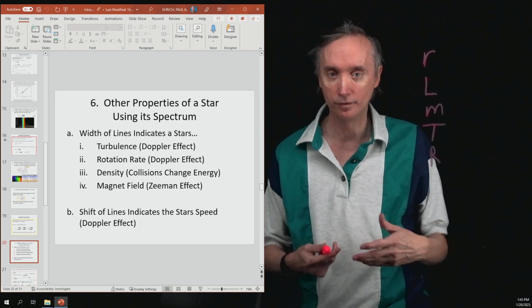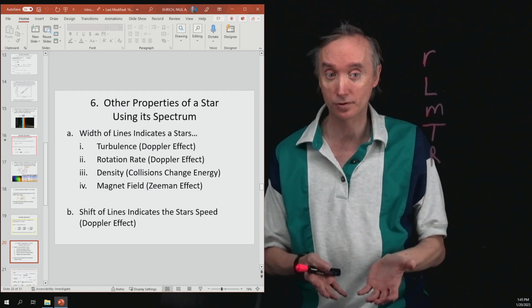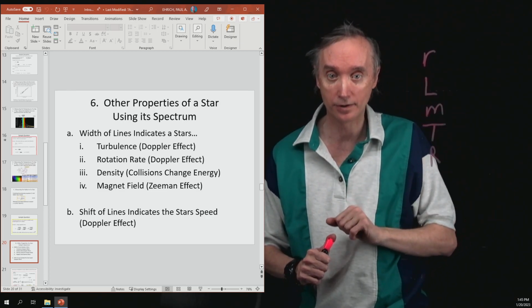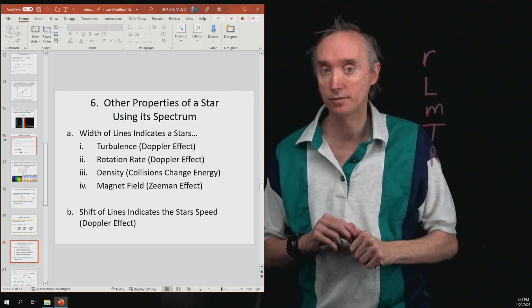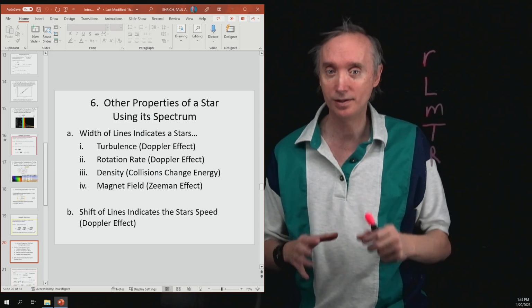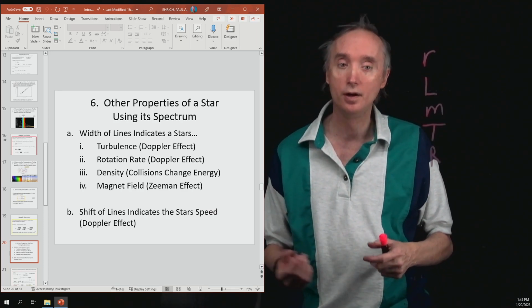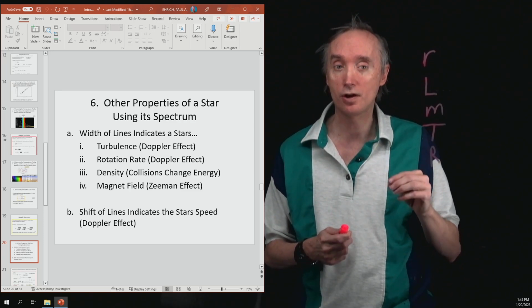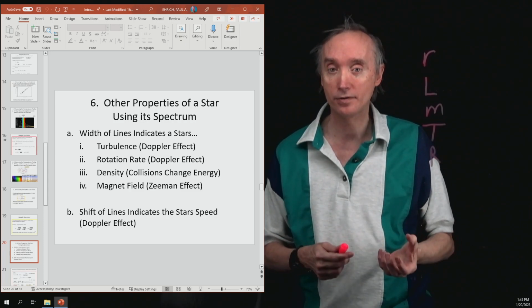And we said that one of them was we could figure out the temperature, the surface temperature, by looking at where it has its maximum. Well, another thing we could do is look at the width of the lines. Now, we already did this. So if you recall back in unit number 1, when we were talking about light, we already talked about how to use the spectrum in order to figure out these things.